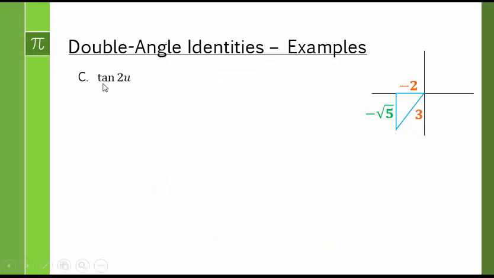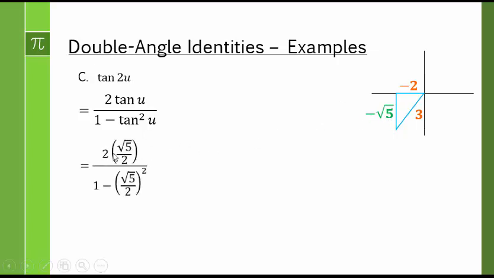Last up, we have the tangent of 2u. Again, we write out the identity. 2 tangent u over 1 minus tangent squared u. We get our tangent value from the triangle. Tangent's opposite over adjacent, so square root of 5 over 2. So 2 times square root of 5 over 2 divided by 1 minus square root of 5 over 2, the quantity squared.